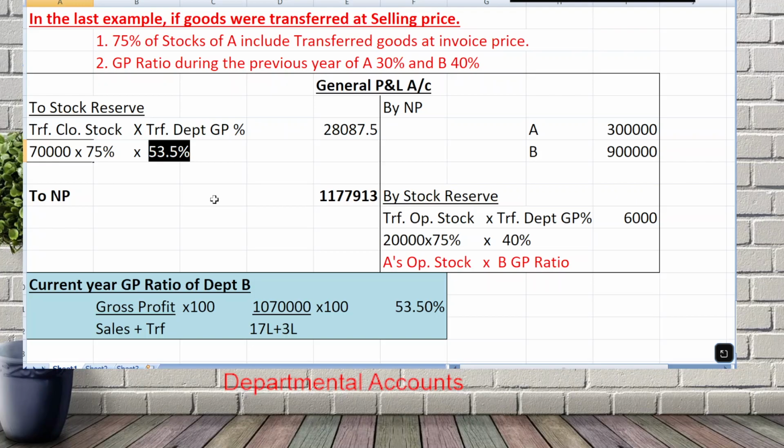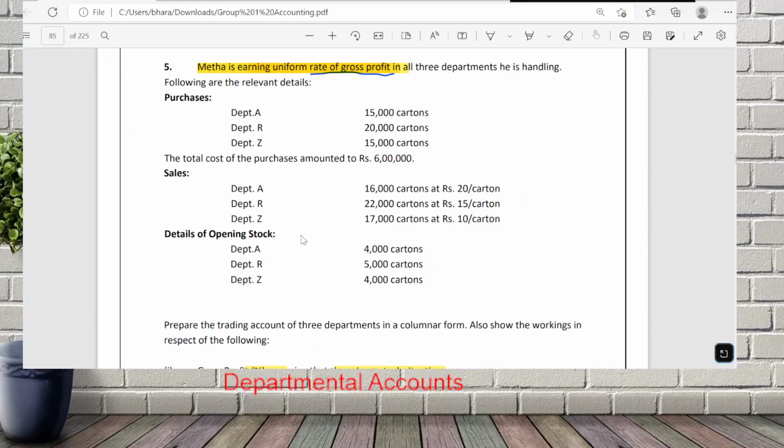If you look at it officially, departmental accounts is over. Prepare which account? Trading account, then P&L account, then prepare which one? General P&L account. In this, they can add some complications and give it in the question. We'll proceed.